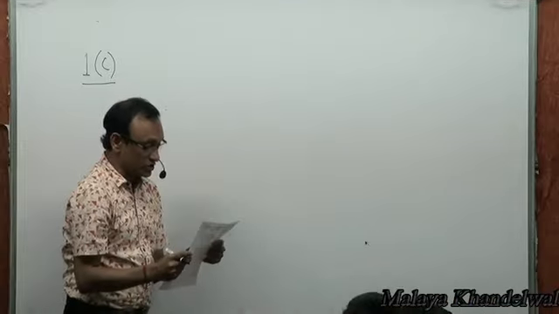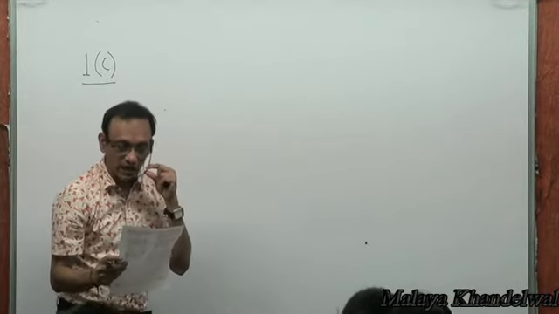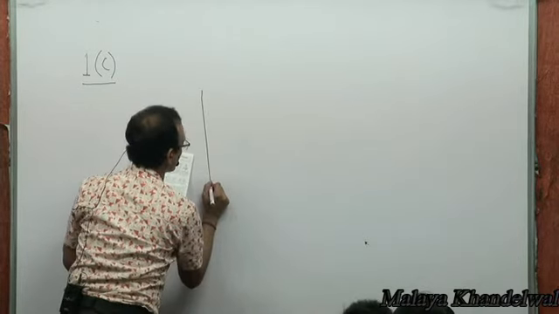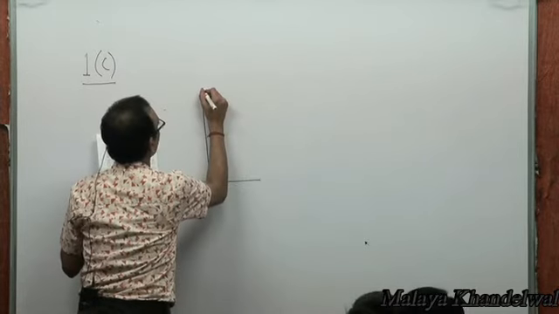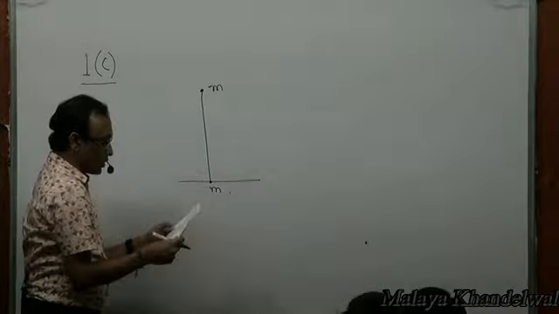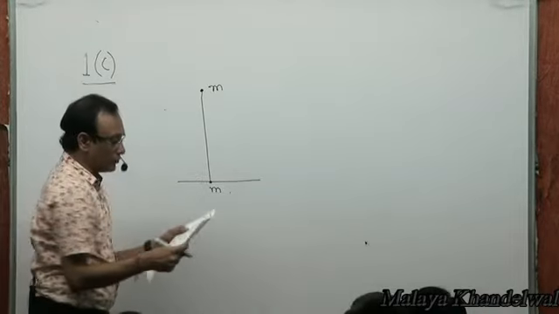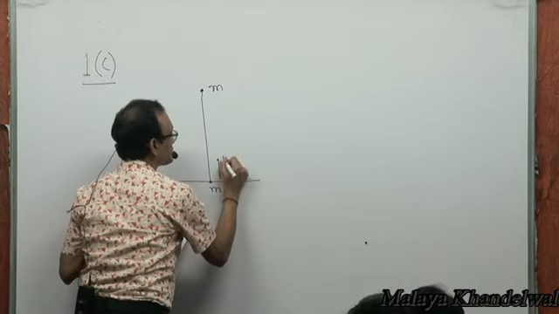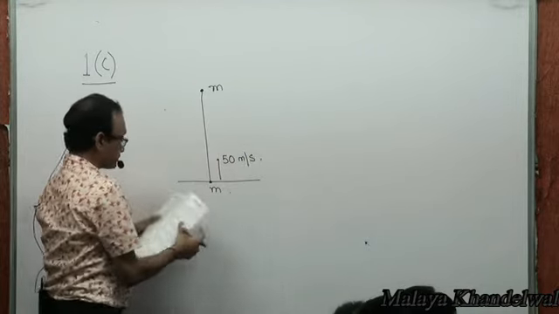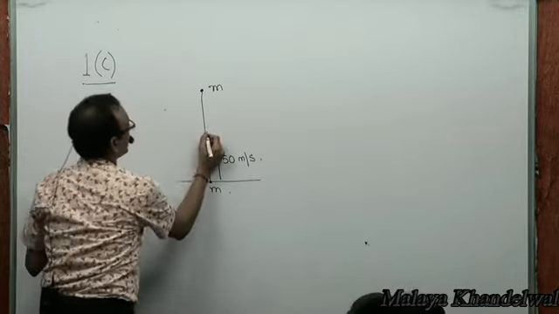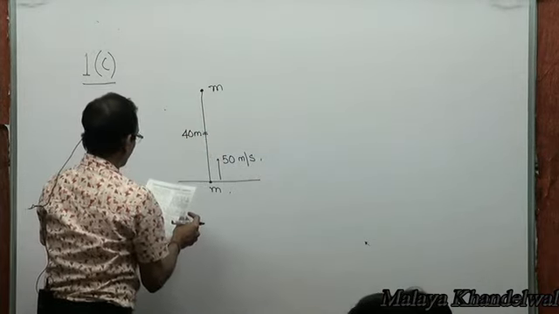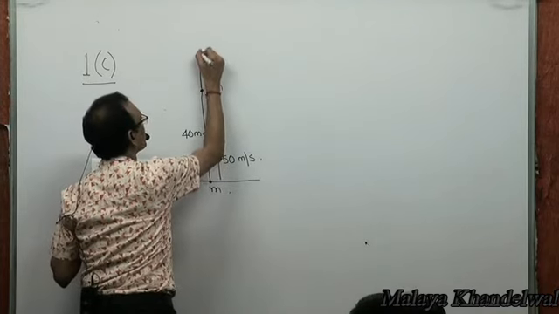Two balls of equal masses, say m, are projected vertically upwards, one from the ground with a speed of 50 meters per second, one from a 40-meter high tower. This is a 40-meter high tower, with an initial speed of 30 meters per second.